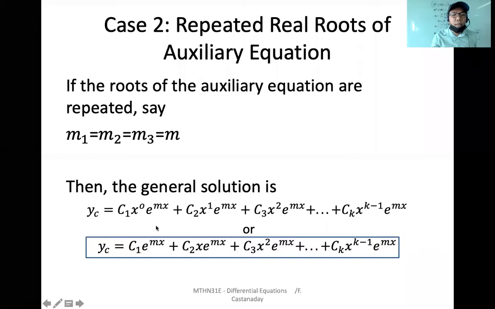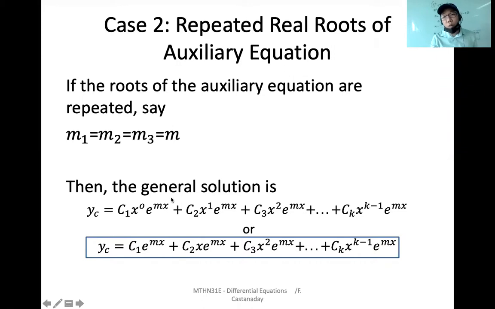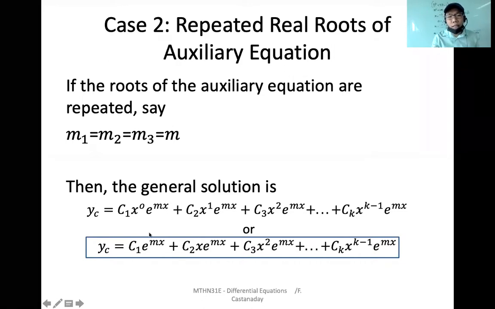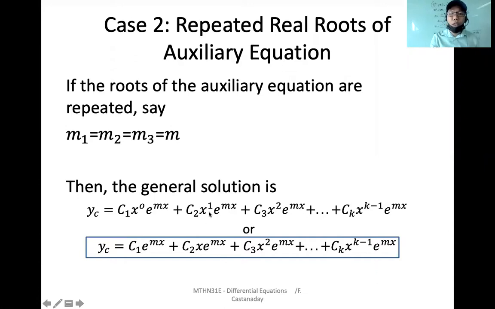So basically, may presence na ng x sa bawat term. Pero yung unang term natin is x raised to 0, which is 1. So di natin nilalagay yan, di ba? So c sub 1 e raised to mx. For the second term, c sub 2, x raised to 1. So in our final answer, we don't need to write 1. Understood na yun yung x is x raised to 1. And then copy e raised to mx. Tandaan niyo yung exponential function, pwedeng i-factor niyo yan kasi magkakapareho naman sila ng value ng m.